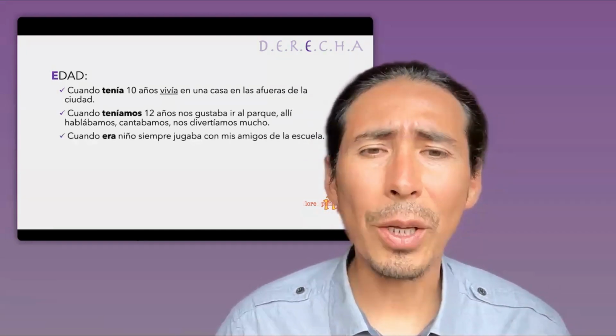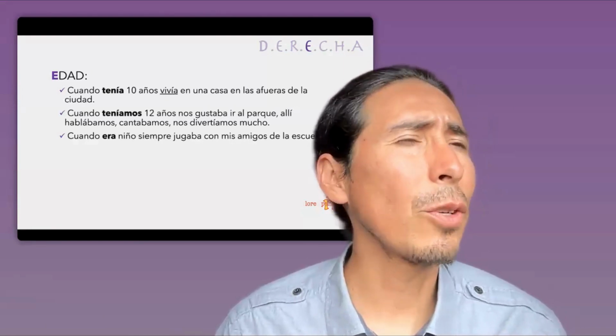Cuando era niño, siempre jugaba con mis amigos en la escuela. When I was a child, I used to play with my friends at the school. Now the C, clima, the weather. So if we want to describe the weather in general, we are going to use this past tense.